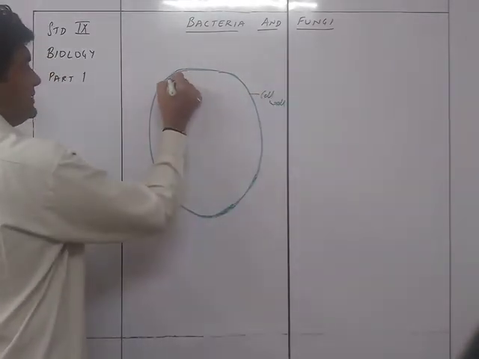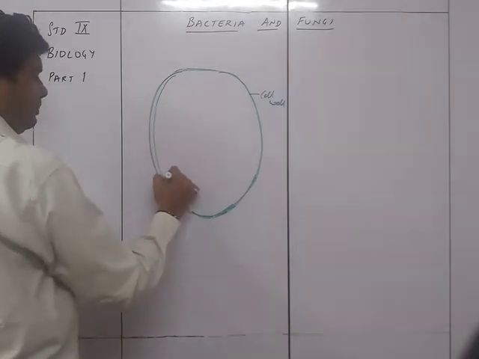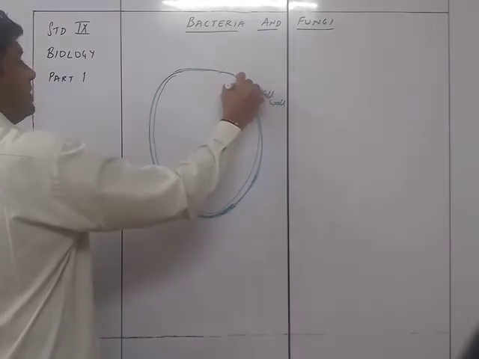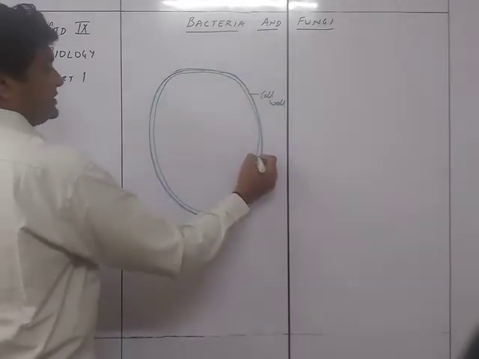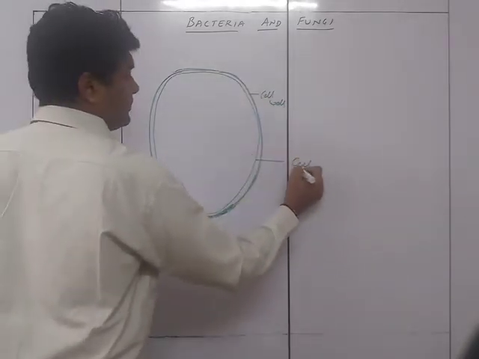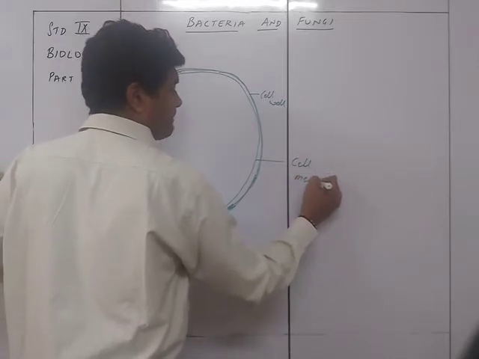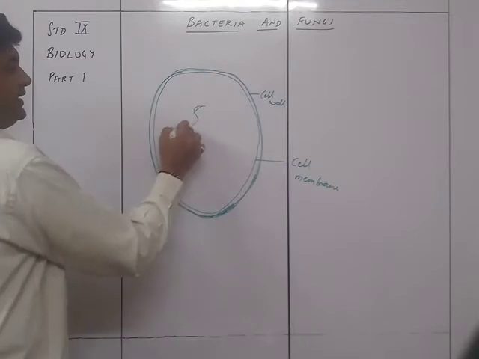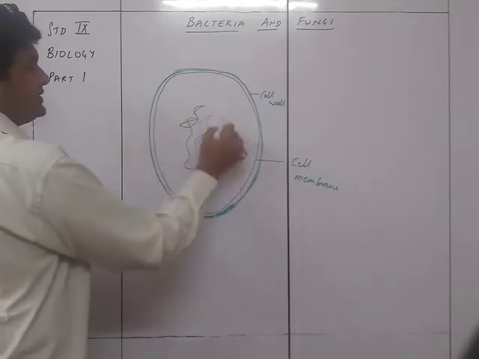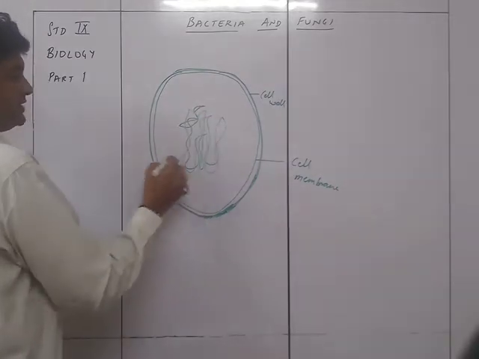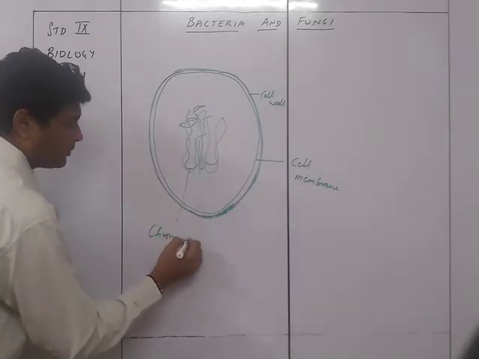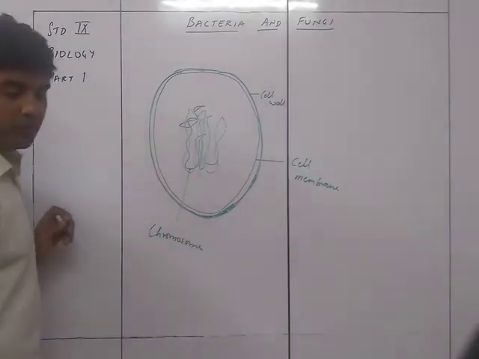And inside is a very thin membrane which is the cell membrane. So the cell membrane is over here. Okay, and you will find that the chromosomes are lying inside over here. The chromosome is nothing but the bacterial chromosome which is present over here.